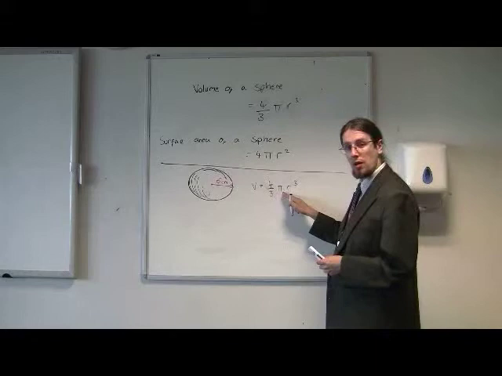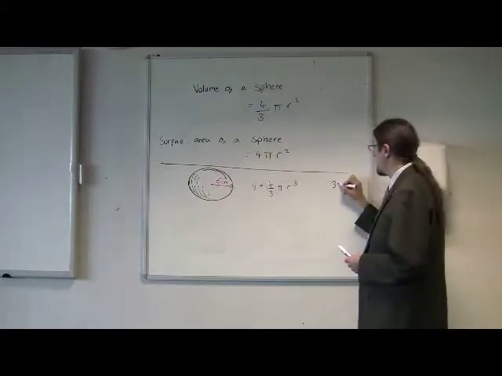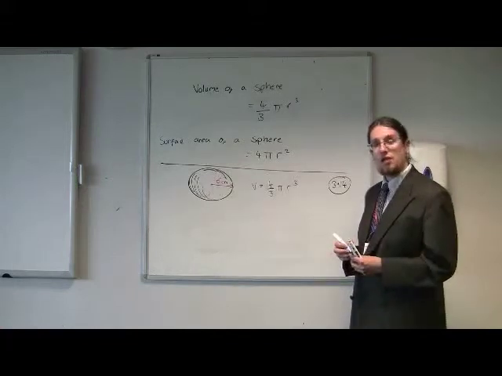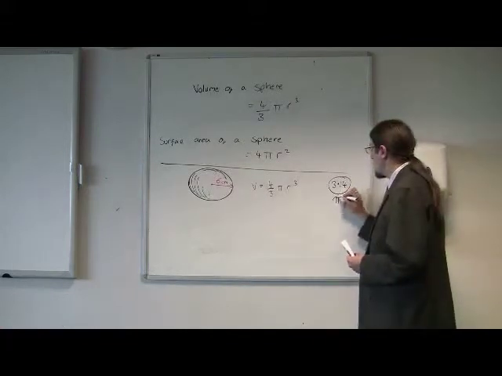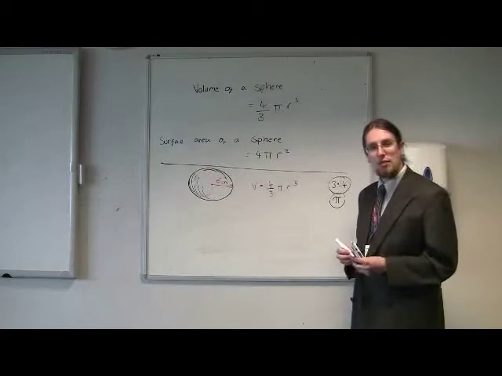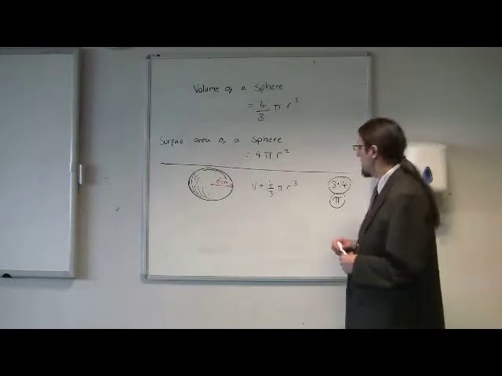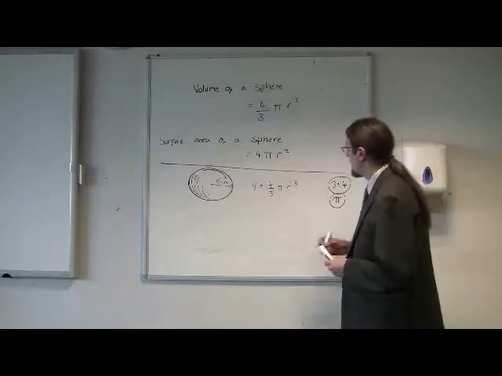Pi is just a number. If you don't know it, you can use 3.14, or if you have a scientific calculator, it should actually have a pi button on it. I'm going to use the pi button because it's more accurate. So let's have a look at doing this.